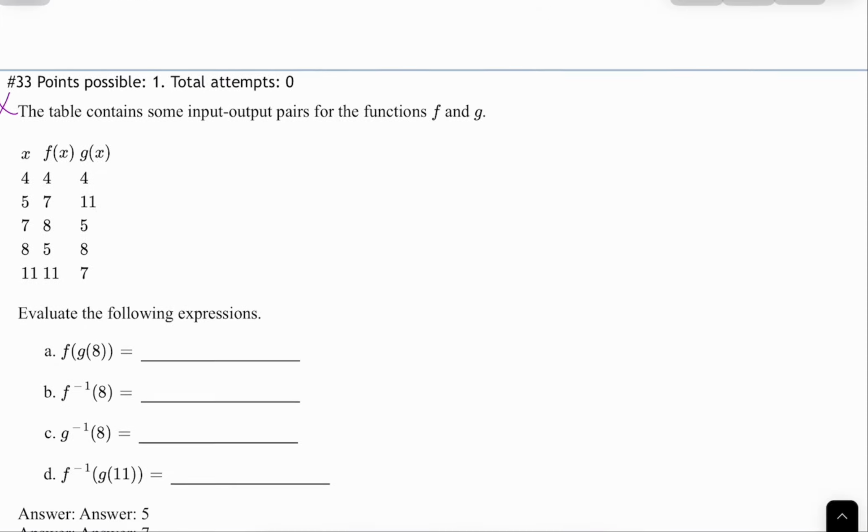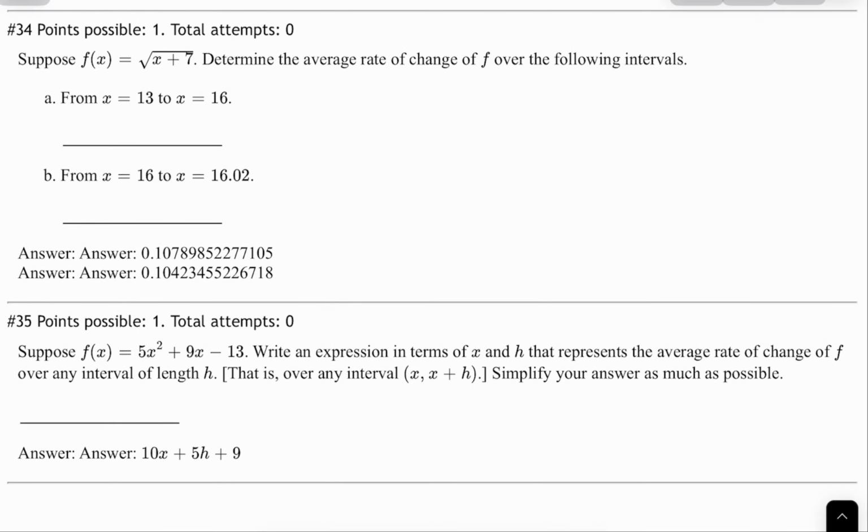And then finally, skip that one, go to 34 and 35. We're almost done, I'm so sorry. Okay. Determine the average rate of change of f over the following intervals. So our ending is 16, our beginning is 13. So we have to calculate f of 16 and f of 13. If you plug in 16, you get the square root of 23. 16 plus 7 is 23. If you plug in 13, that's the square root of 20.